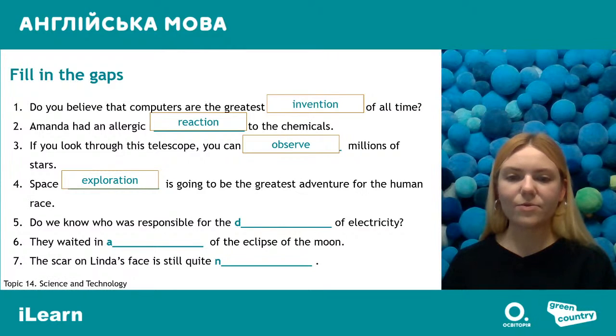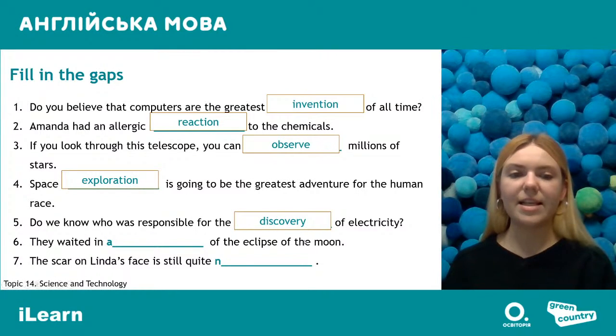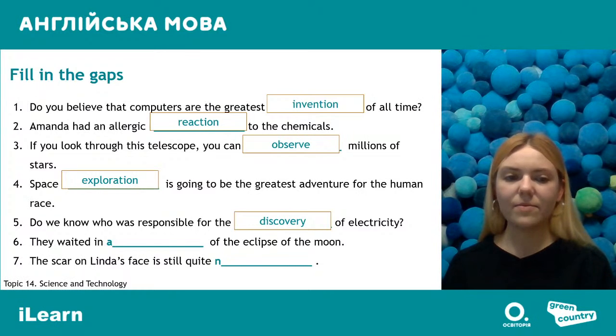The 5th. Do we know who was responsible for the of electricity? And again, we understand that we need a noun, because we have the article there. And after that, we have "of electricity". So here, a noun must be used. And that is discovery, of course. Відкриття електричества. Хто відкрив електричество?